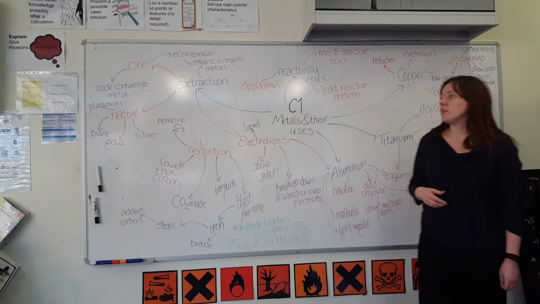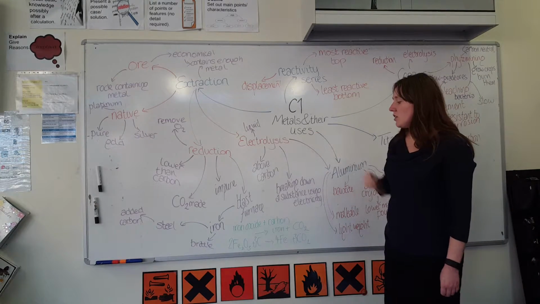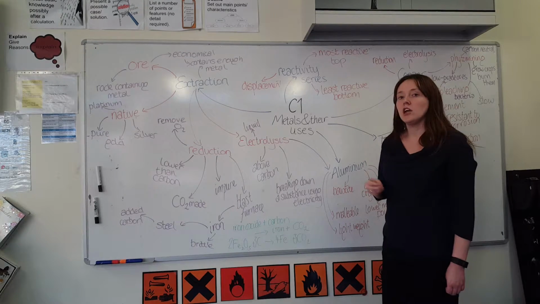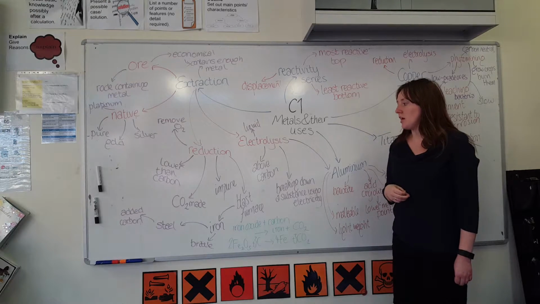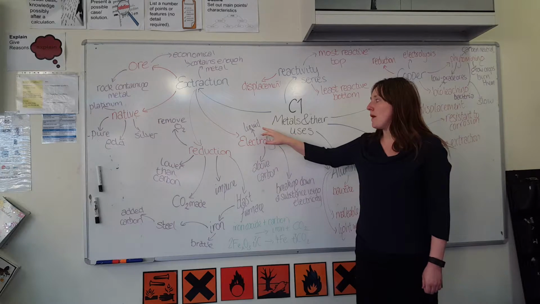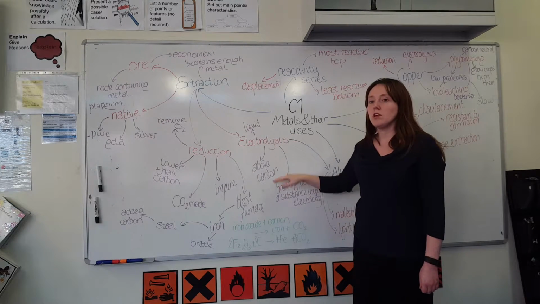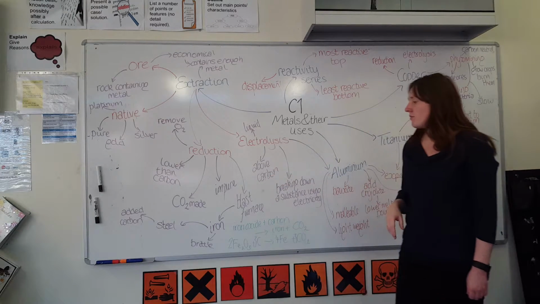The second method of extraction is electrolysis. Electrolysis means the breaking down of a substance using electricity. You will look at electrolysis more in C2 for your additional chemistry. For electrolysis, it's for an ionic compound in liquid form. It is for metals that are above carbon in the reactivity series.